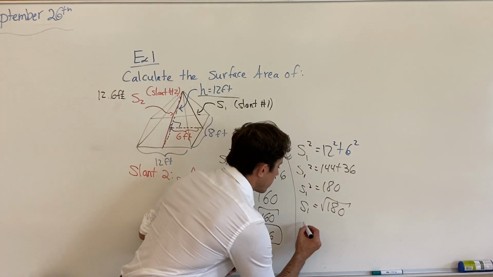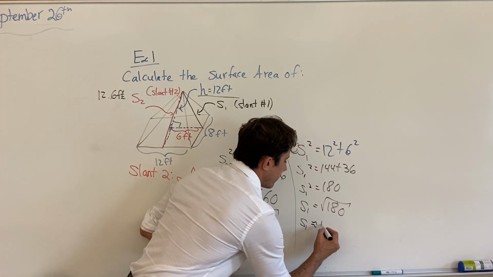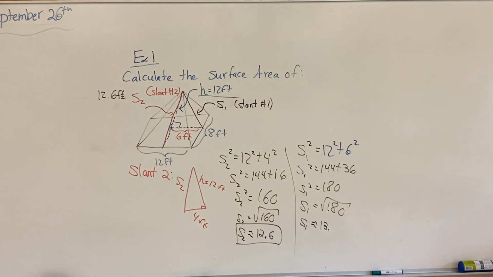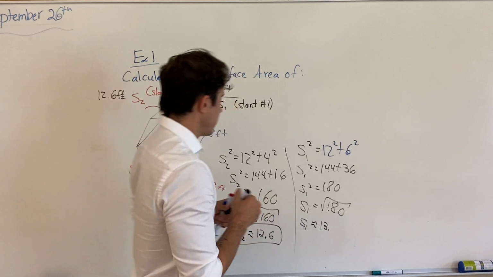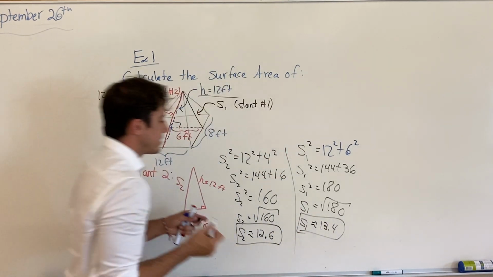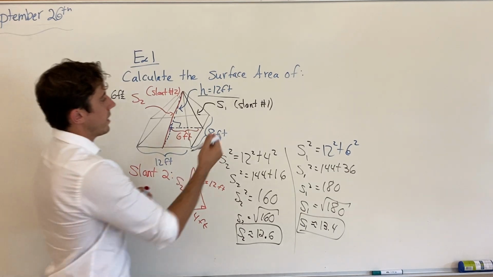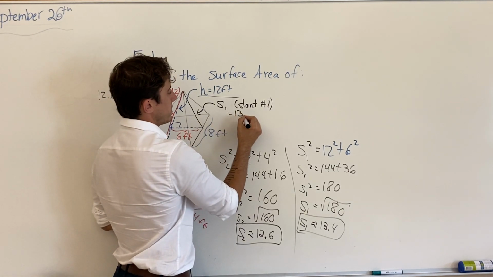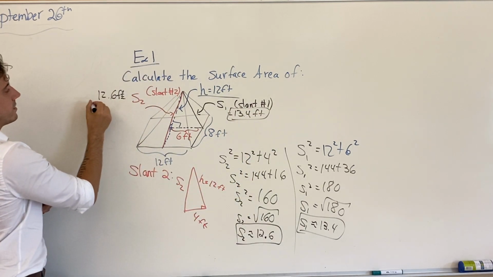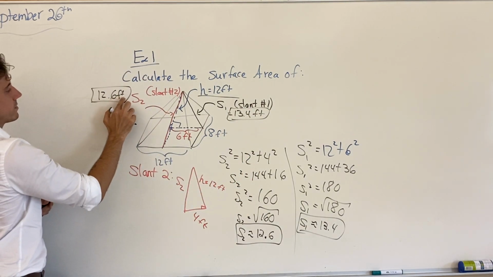180. And so we get an approximate value for S1 of 13 point something. Again, using a calculator, feel free to check for yourself. We have the square root of 180 being 13.4, rounded to 1 decimal place. And let's stay consistent with 1 decimal place for consistency's sake. So we have that S1 is 13.4 feet, okay? And S2 again is 12.6 feet.